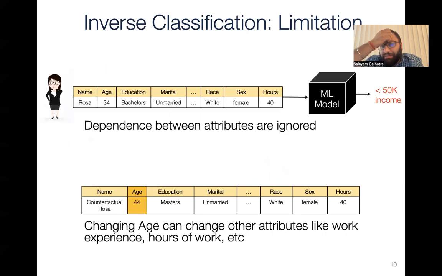This approach is highly efficient in identifying a new scenario that flips the classifier outcome, but it misses a key aspect of the problem, which is the dependency between attributes. For example, changing age attribute may affect many other attributes like work experience, hours of work, and so on. Therefore, it is possible that the counterfactual scenario that this technique generates is not possible in the real world.